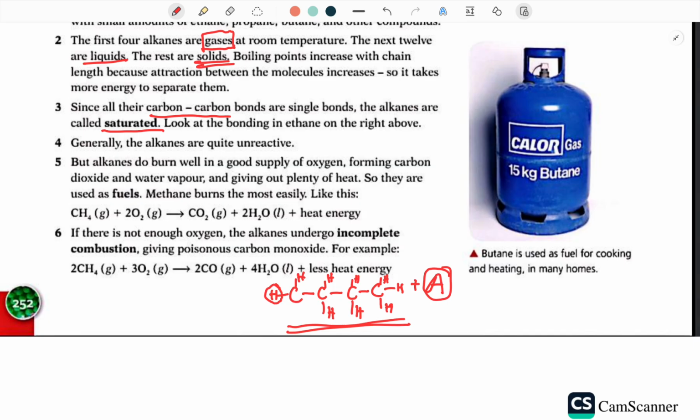Okay? Because it has a single carbon-to-carbon bond, alkanes are generally unreactive. So what determines reactivity? It is the bond. Because they have single bonds, they are unreactive. If they had double bonds, they would be reactive.